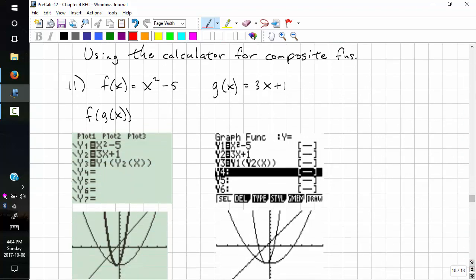And we can use the calculator for composite functions. We're going to skip the calculators for now. That'll be presented in a separate video.